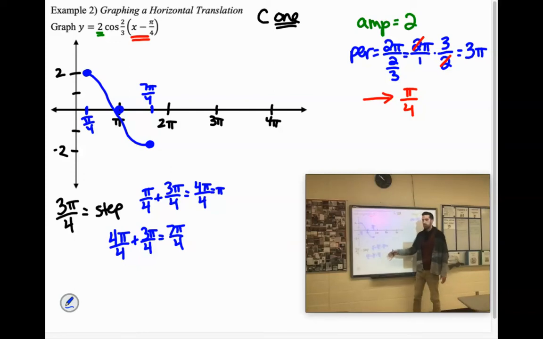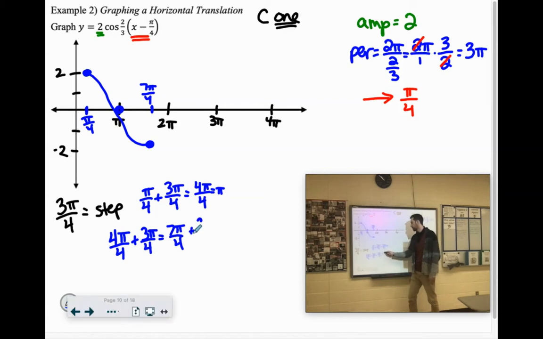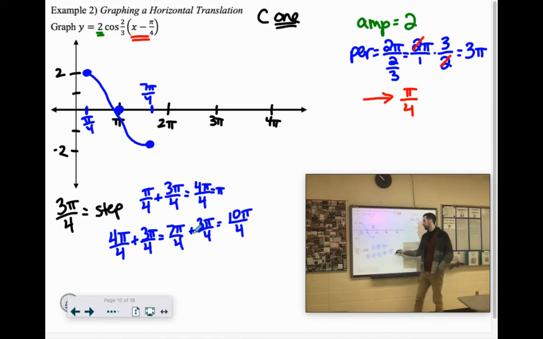Right, so we were at 7 pi over 4. We're going to add 3 pi over 4 to that to figure out where our next one is, which will put us at 10 pi over 4, which if we simplified that would be 5 pi over 2. But let's keep it as fourths because I'm going to have to add another 3 pi over 4 to that in a minute.